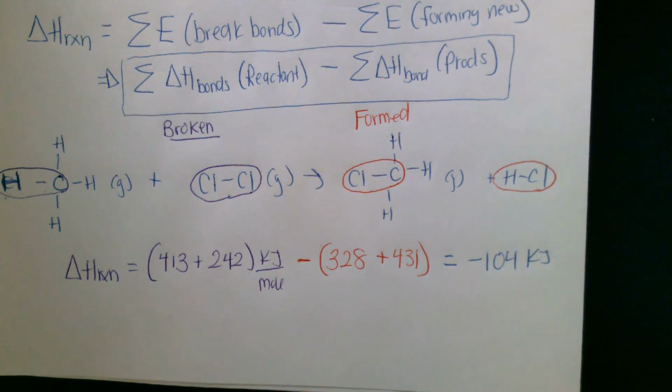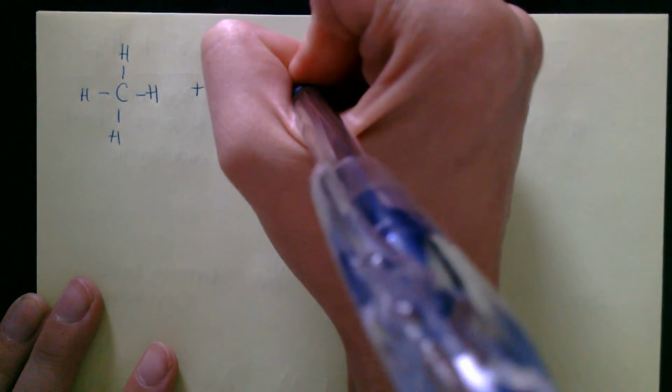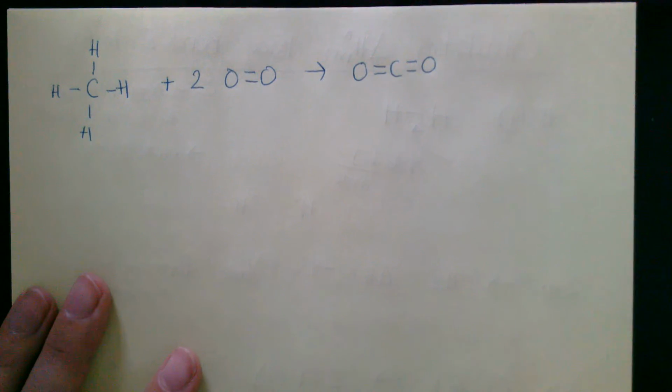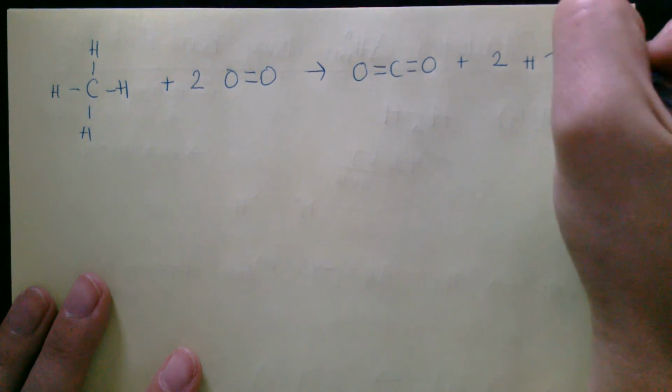Let's do one more example. So let's look at a reaction that's a little more interesting. Let's look at the combustion of methane. Combustion, we're going to have methane, which is CH4. It's going to react with two oxygen molecules. Oxygen has a double bond. We form carbon dioxide, also a double bond, like this. And we also form two waters. Water is a single bond, so H, O, and H.